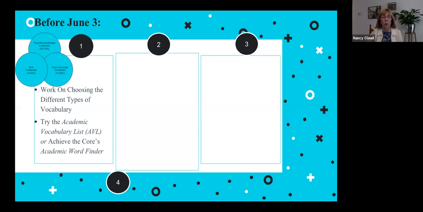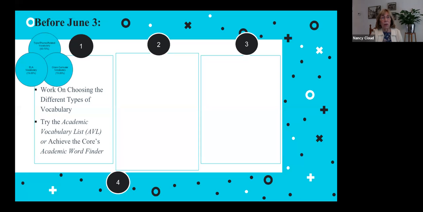The first thing I wanted you to see if you could work in was to work on choosing different types of vocabulary. We mentioned that there are 3 types of vocabulary. The first type is topic or theme related or chapter related vocabulary. That should form the bulk of what you're working on with expanding ELs. Like 60 to 70% of the words you choose should be theme related or chapter related or novel related words.